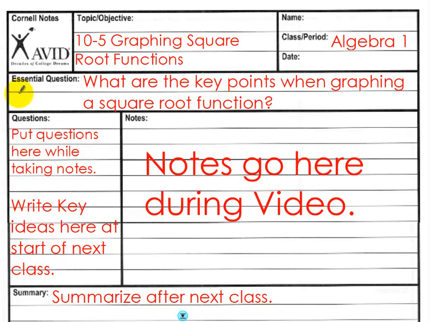Welcome Algebra 1, this is 10.5, graphing square root functions. The essential question is, what are the key points when graphing a square root function?